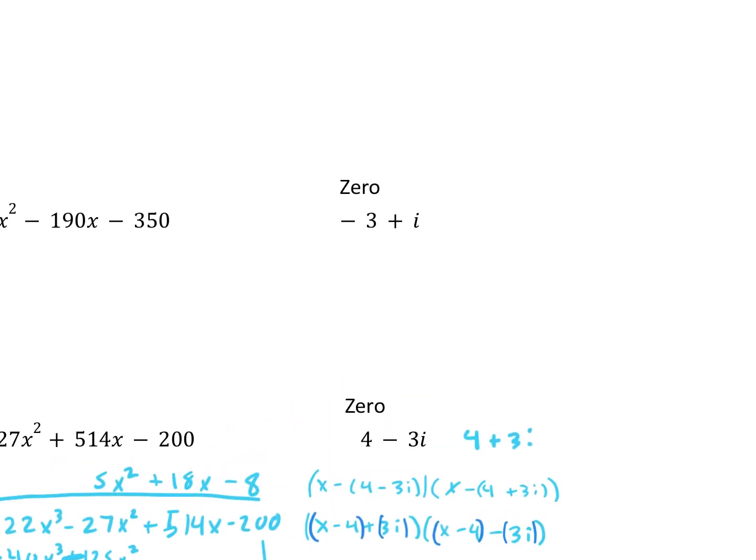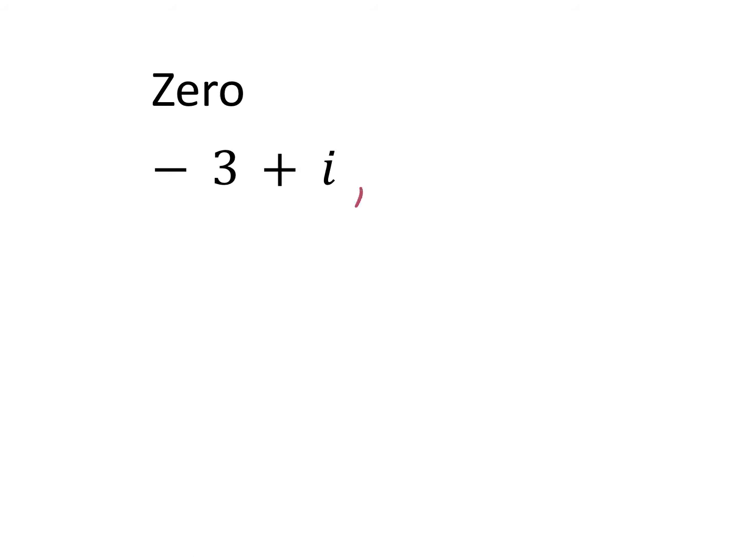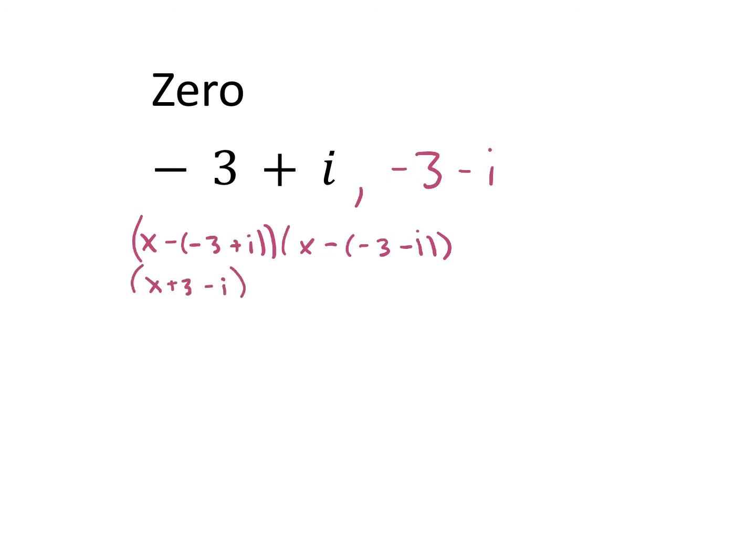Alright, so if negative 3 plus i is one of my zeros, what's another one? Negative 3 minus i. So here I would have x minus negative 3 plus i and x minus negative 3 minus i. So this would be x plus 3 minus i, x plus 3 plus i. So my first term is this x plus 3. So x plus 3 times x plus 3 is x plus 3 squared minus i squared.